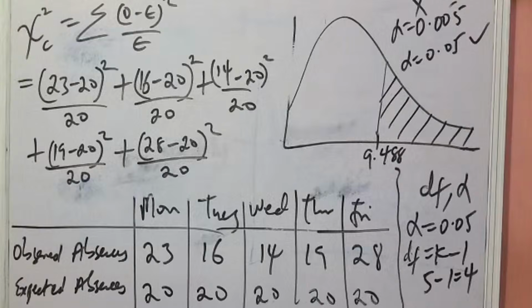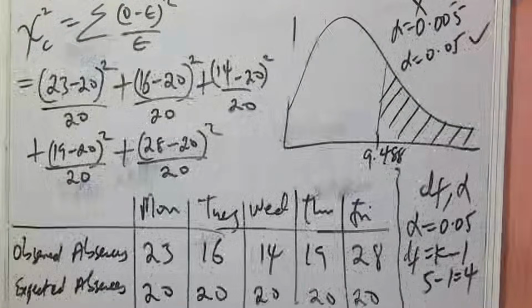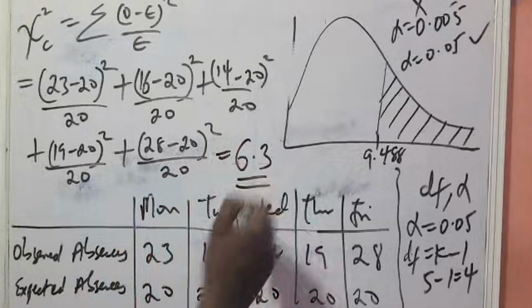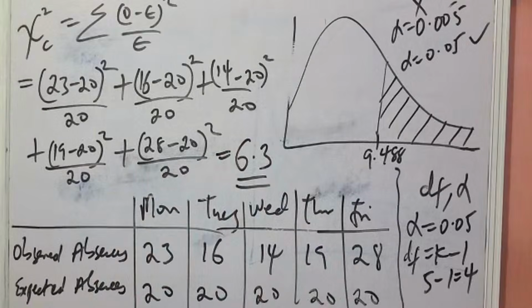And then we have 28 minus 20 squared over 20. So add all this together. I can see the values being written there. The total answer you're getting is 6.3. All right. Now you've gotten your test statistic, and I told you how important this value is because this is the value you're going to be using to decide if you're going to be rejecting or not.